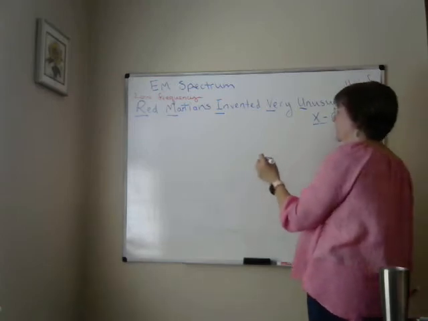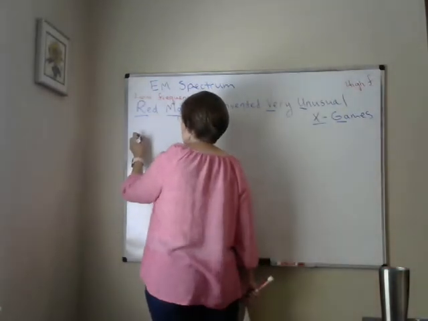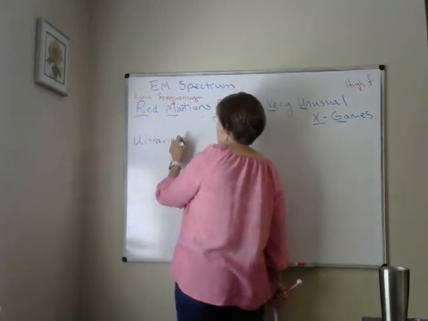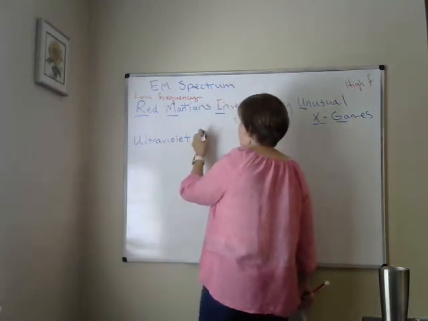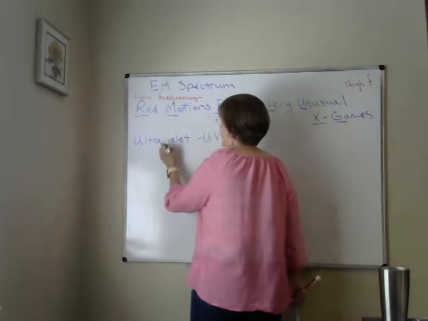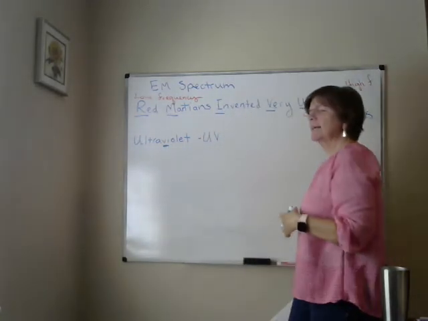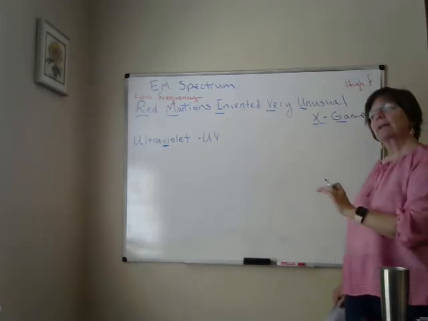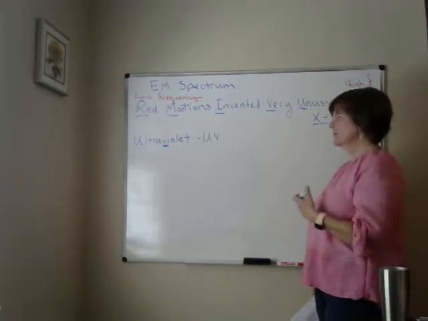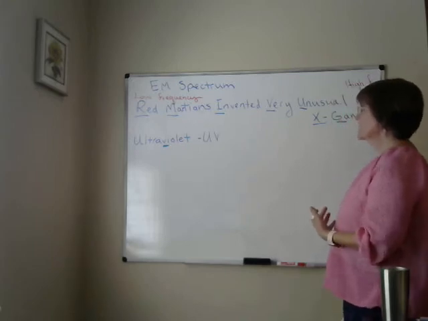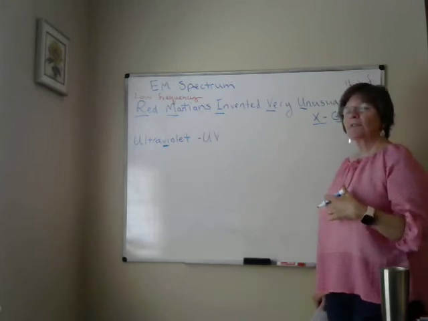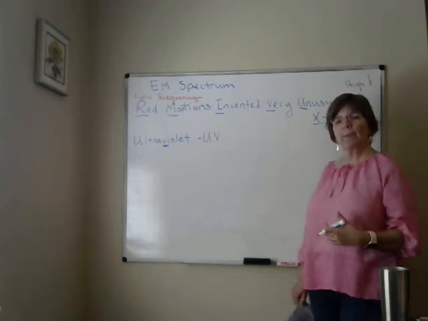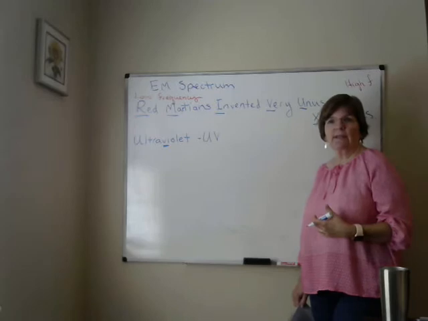The U is for ultraviolet. We often call this UV radiation. Notice ultraviolet has a frequency just higher than violet. So infrared is just below red. Ultraviolet is just above violet. The sun does give us a lot of ultraviolet radiation. The atmosphere blocks out quite a bit of it, but we still get enough of it that it can cause skin cancers.